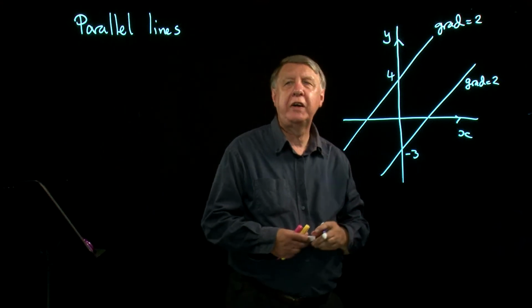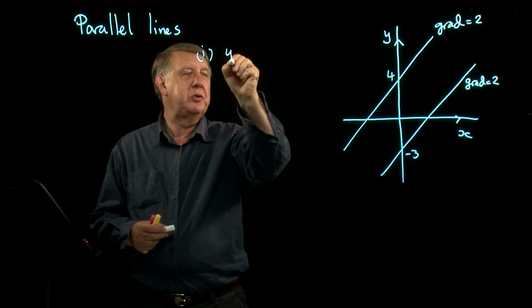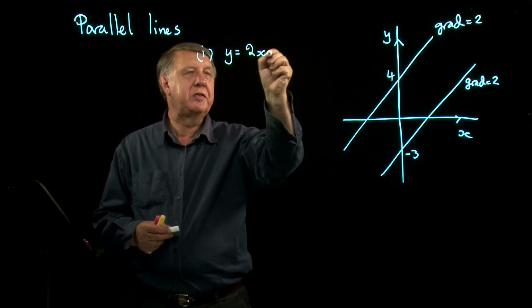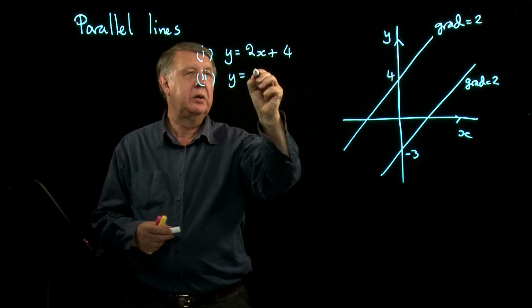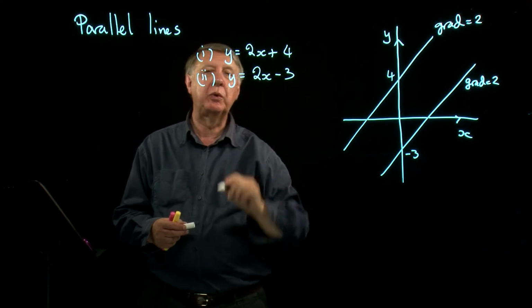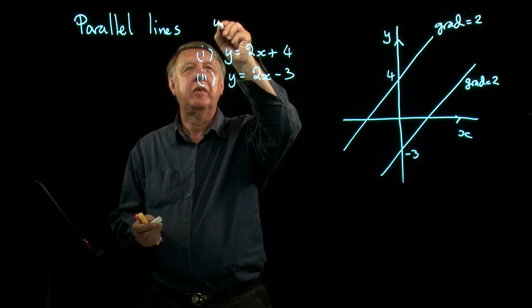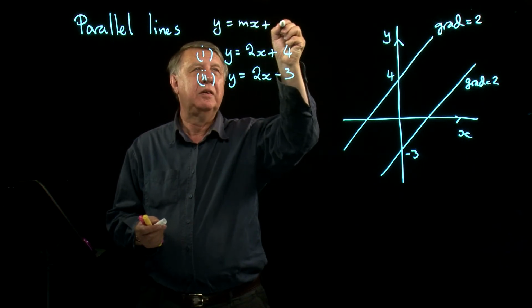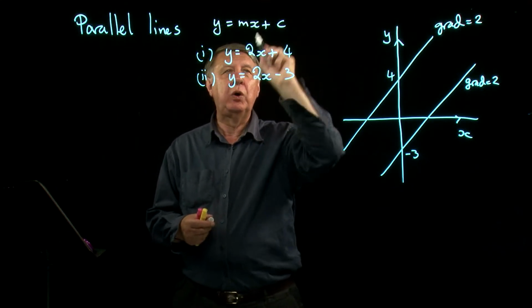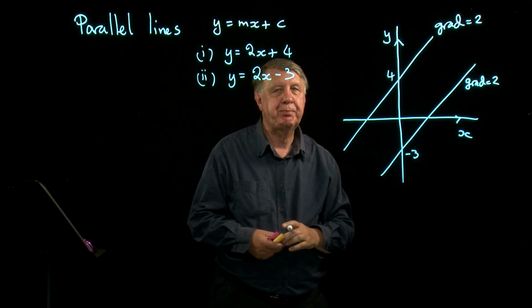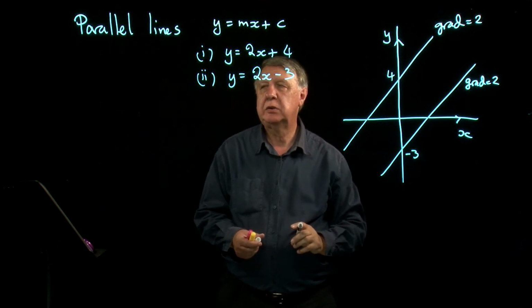then you would very easily be able to tell me that for the first line the equation was y equals 2x plus 4, and the second line was y equals 2x take away 3. Because we all absolutely know that y equals mx plus c is the equation of a straight line with gradient m and y-intercept c. So you're totally comfortable with that.